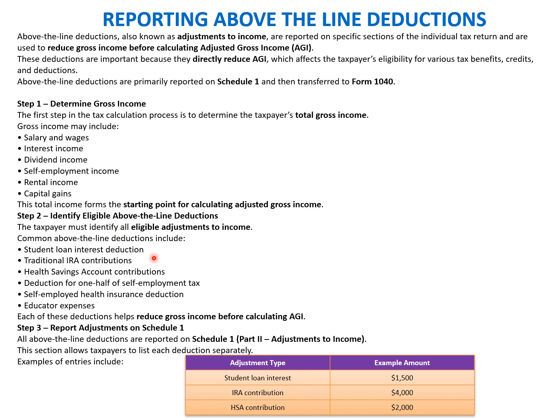Step 2 is to determine all the eligible deductions, and then we total all these deductions. We get the AGI when we subtract this adjustment from our gross income. Report the adjustments on Schedule 1. All the deductions need to be reported in Schedule 1, Part 2, adjustments to income, like student loan interest, IRA contribution, and HSA contribution. This will be shown in my Schedule 1. Move to the next slide and see the rest of the reporting mechanism.